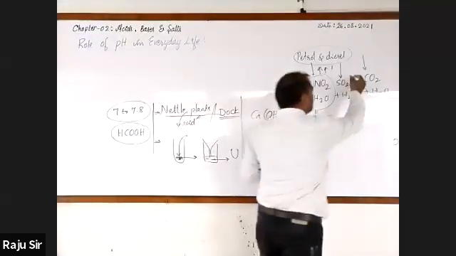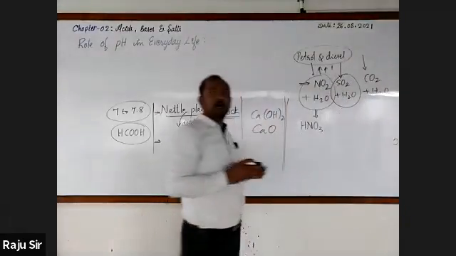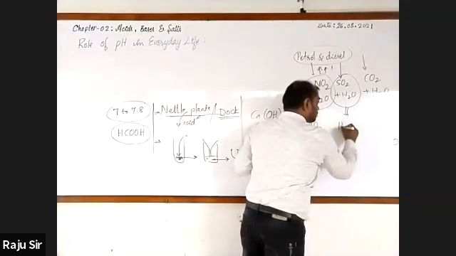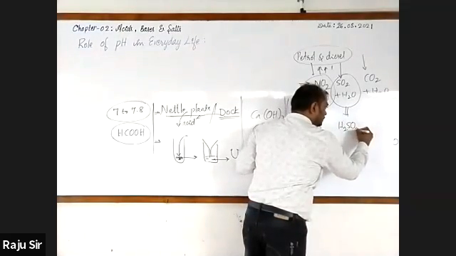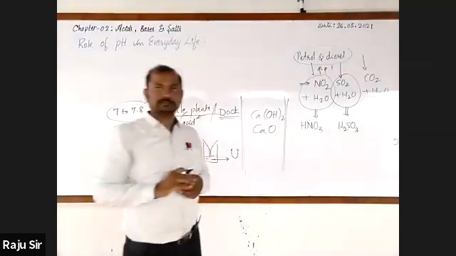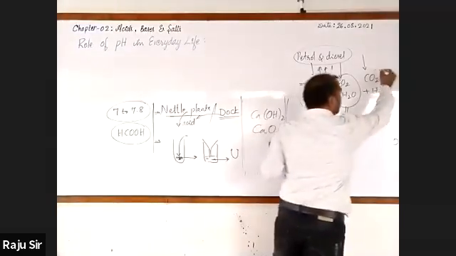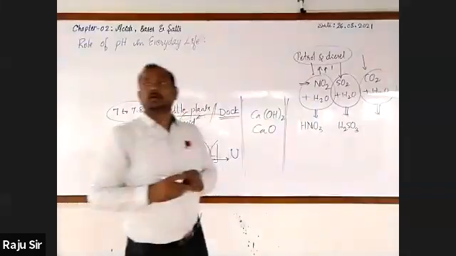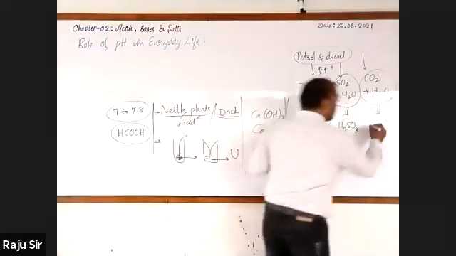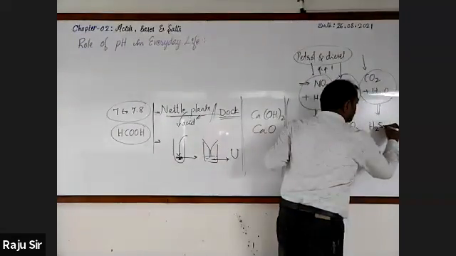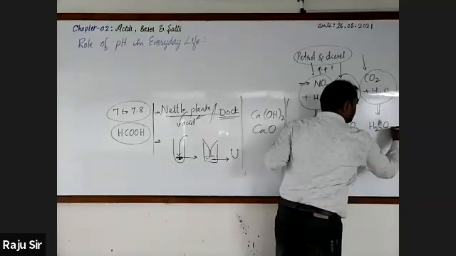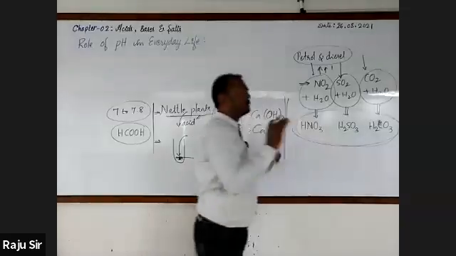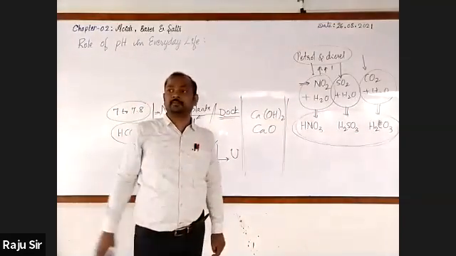Not only this, when sulfur dioxide reacts with water, it produces sulfurous acid, H2SO3. Then when carbon dioxide reacts with water, it produces another weak acid called carbonic acid, which is H2CO3. So these mild acids will always be present in our atmosphere.